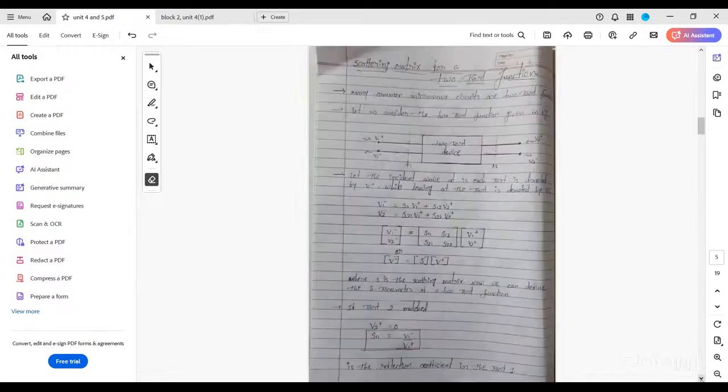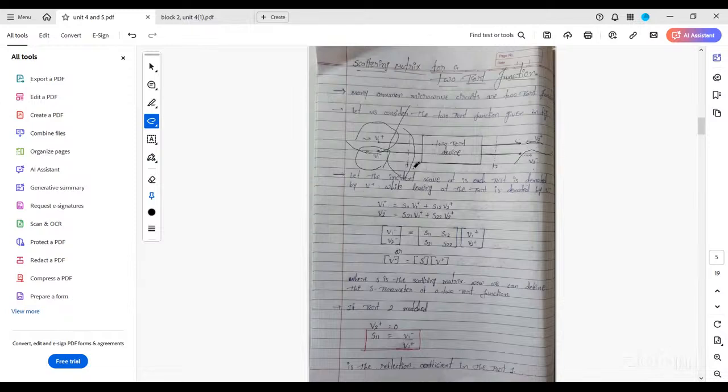Here we are discussing the scattering matrix for a two-port junction. Here input is represented with a plus sign, and output is represented with a minus across the input side. Again, from another port, here I am taking two ports. This part is port 1, this part is port 2. Again in the port, input side is represented with plus, output is represented with minus.